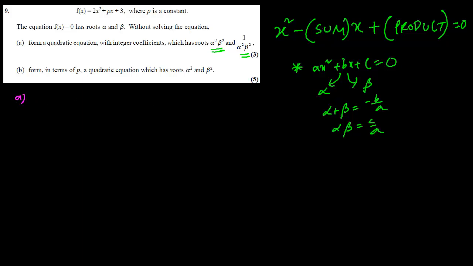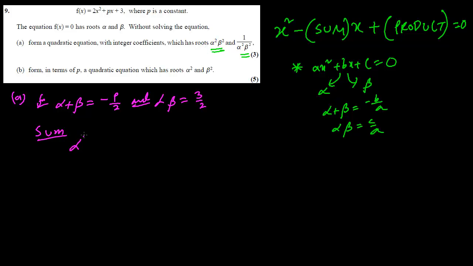So let's do this. Sum of the roots. Before doing the sum of the roots, let's find the algebraic values for alpha plus beta. So when you have f(x) equal to 0, 2x squared plus px plus 3 equal to 0, alpha plus beta is going to be minus b by a, which is minus p by 2. And alpha into beta is going to be c by a, c is 3, so 3 by 2. So this is going to be the algebra that we're going to use. So let's start. Sum of the roots.